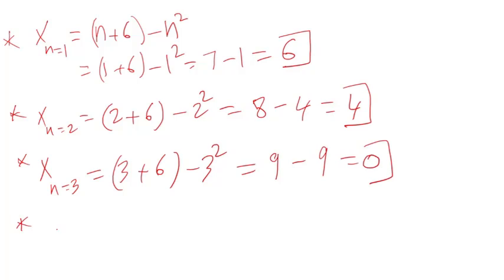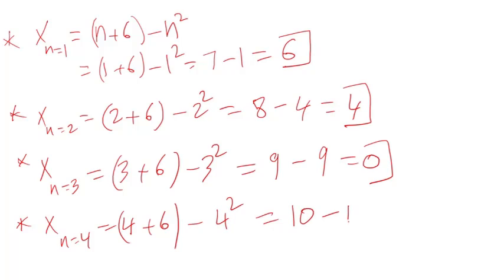So the last term, x of n equal to 4. So 4 plus 6 minus 4 squared is equal to, so 4 plus 6 is 10. 4 squared is 16. So 10 minus 16 is minus 6.